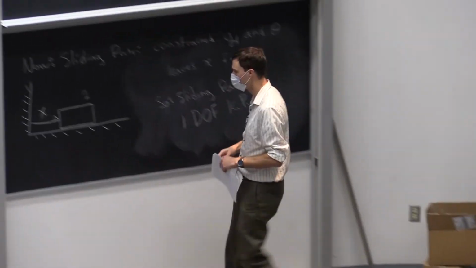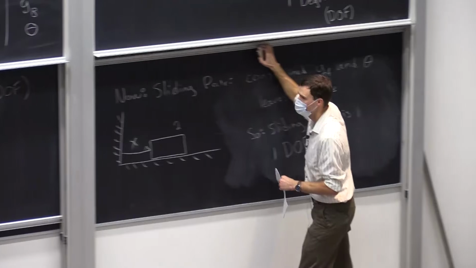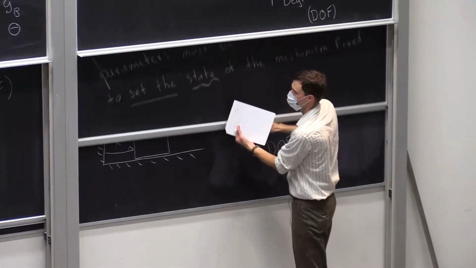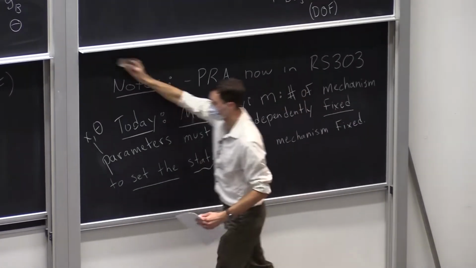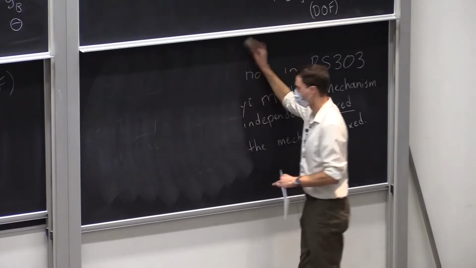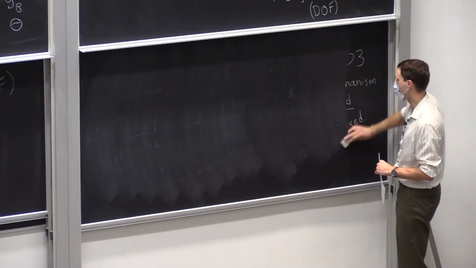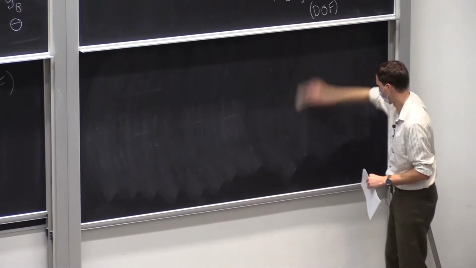Okay, so let's keep going with our other pair types. I'm going to keep going on this board so we can keep our chart over there. Next up is rolling. While I'm erasing here, I'd like you to think, how many free parameters are there for a rolling pair?